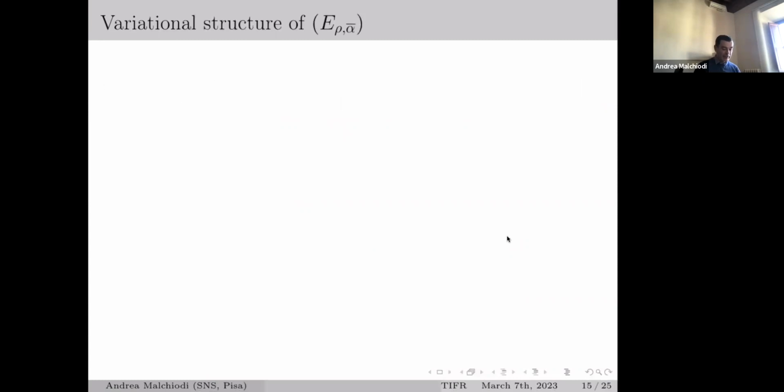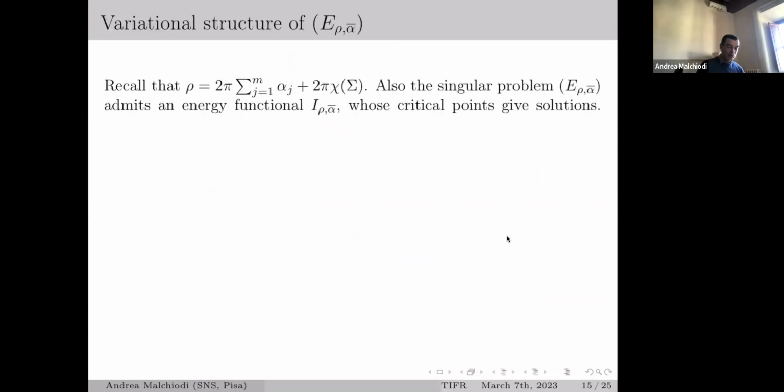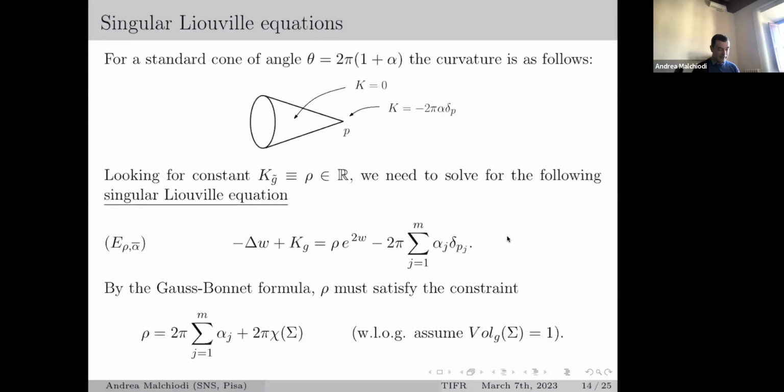Even this new equation with Dirac deltas on the right-hand side admits a variational structure. To see that, you need to make a change of variables. Basically you need to subtract. Since we have Dirac masses on the right-hand side, you would expect the solution to become singular, to behave logarithmically near these conical points. After you subtract the logarithms, it becomes a variational problem.